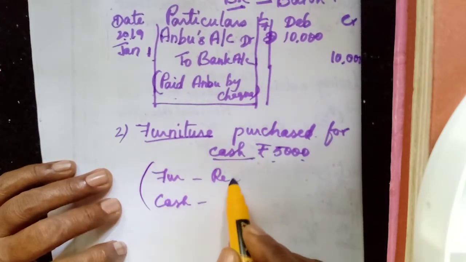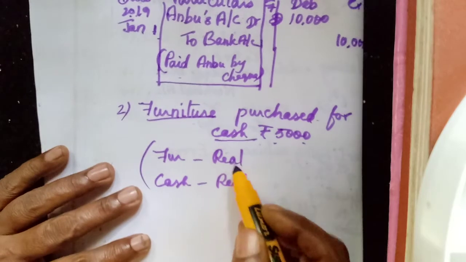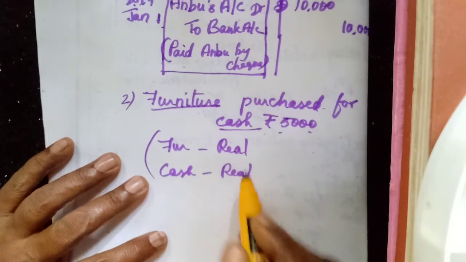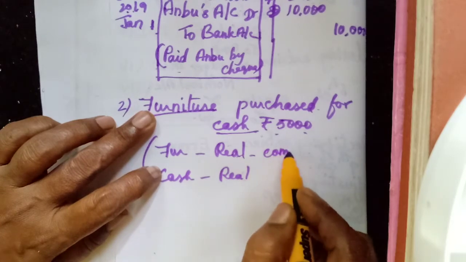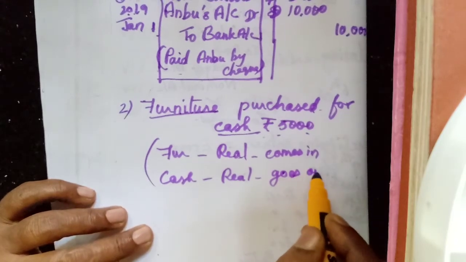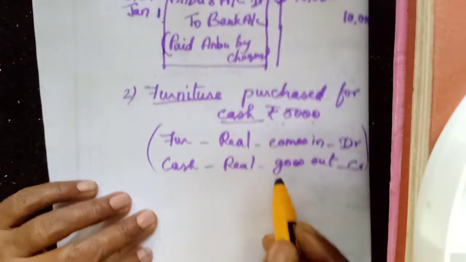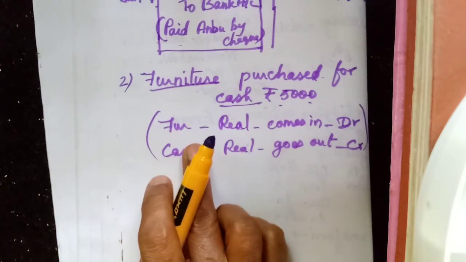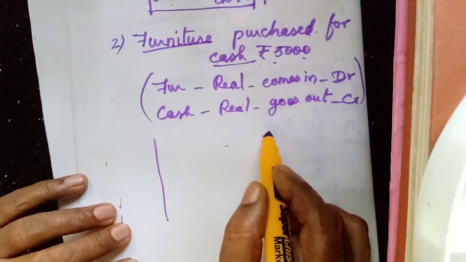This is working, okay, no need to write. This also is a real account. Then for real account, what is the rule? Debit what comes in, credit what goes out. Furniture is coming in, isn't it? So it comes in. Cash is going out. So what comes in should be debited, what goes out should be credited. Okay, this we have to do in our mind. Now on rough paper you can write this and see. Now we will write the journal entry.